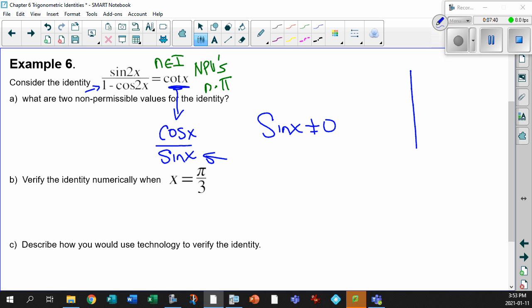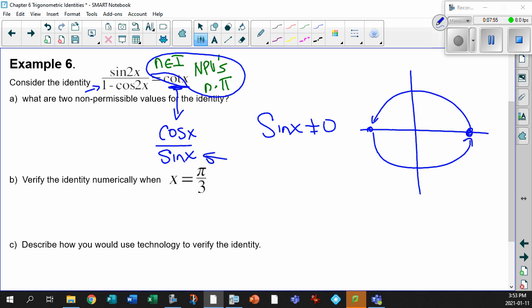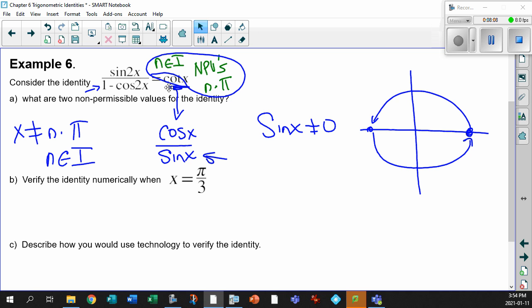Where is sine equal to 0? Yep, here and here again. Great. So again, you're still looking at multiples of pi. So you got it covered right there. Your multiples of pi. So that means x cannot equal some multiple of pi, n times pi, where n is an element of the integers. Got it? Whew, that was a lot of work.